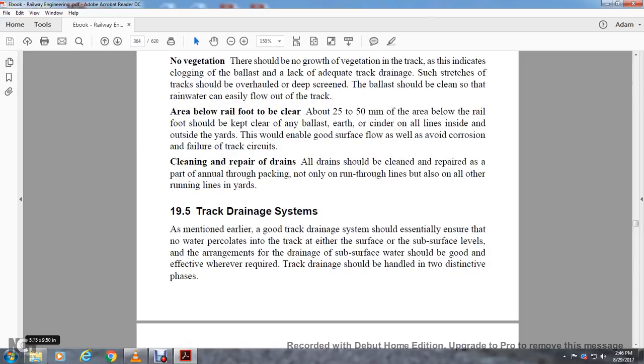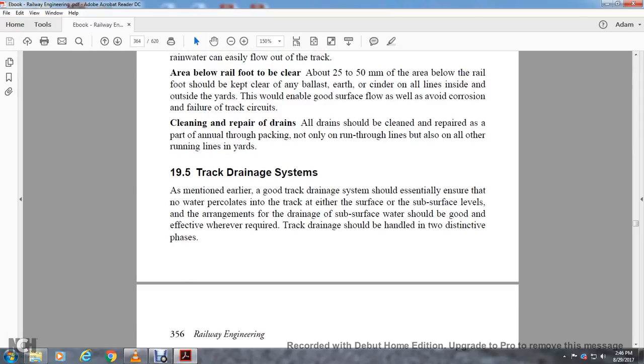19.5 Track drainage system. As mentioned earlier, a good track drainage system should ensure no water percolates into the track at either surface or subsurface level. The arrangement for drainage of subsurface water should be good and effective. The track drainage should be handled in two distinct parts.